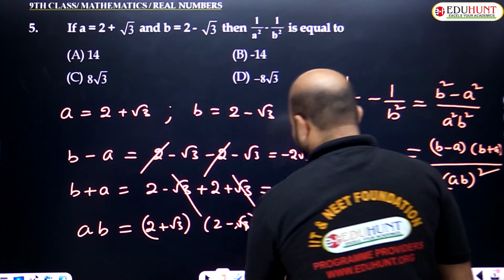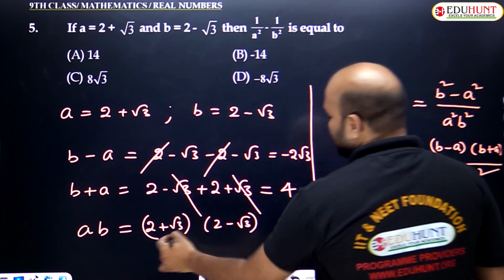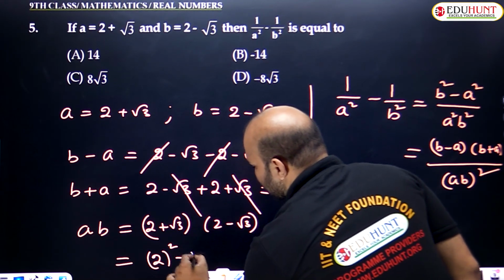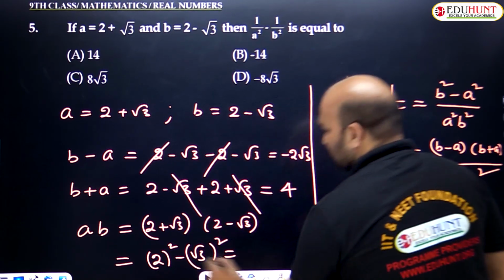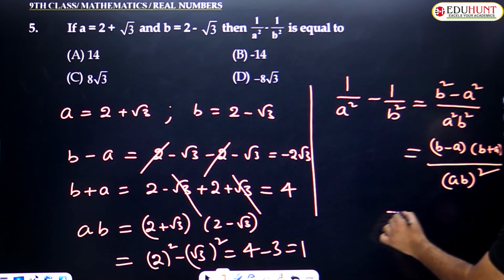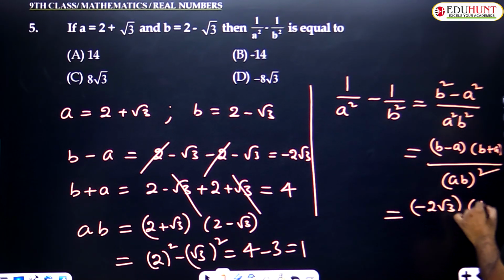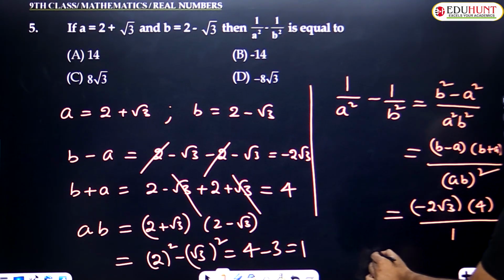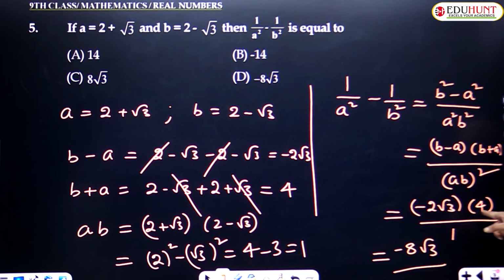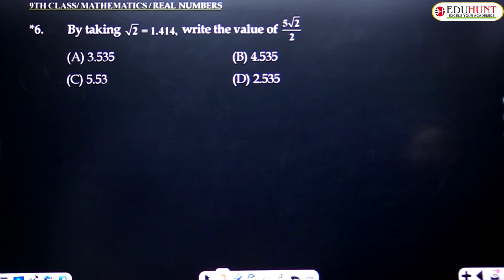So this is of the form (a plus b)(a minus b). What is the (a plus b)(a minus b) value? Nothing but a square minus b square, nothing but 2 square minus root 3 whole square. So clearly it can be written as 2 square value 4, root 3 square is 3, so the value is 1. So what am I getting here? Minus 2 root 3 into the b plus a value 4, whole by the ab value 1 square, nothing but 1. So finally minus 2 into 4, minus 8 root 3, is the required answer. Option D is the right answer. Am I clear? Let's go to question number 6.